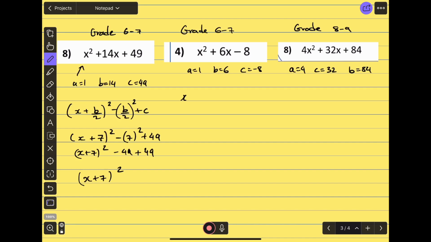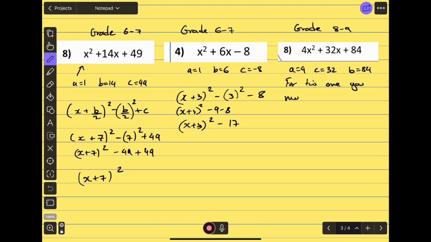Same again for the next question. It would be x plus 3 squared. Now, if I had the value of b as minus 6, then it would have been x minus 3 squared. So please notice that I'm taking away 9. Yes, I'm not just adding 9. So at this stage, I'm not actually solving the questions, I'm simply rearranging.